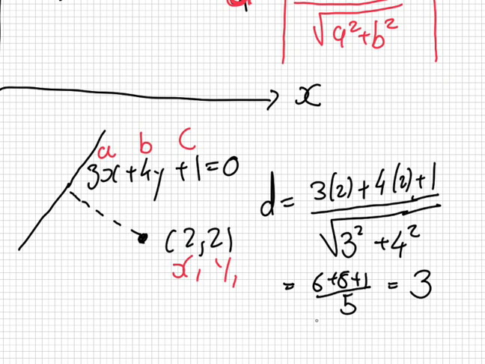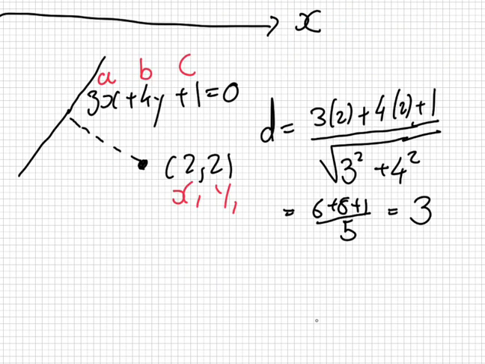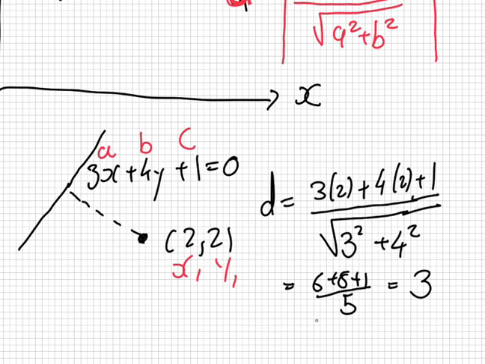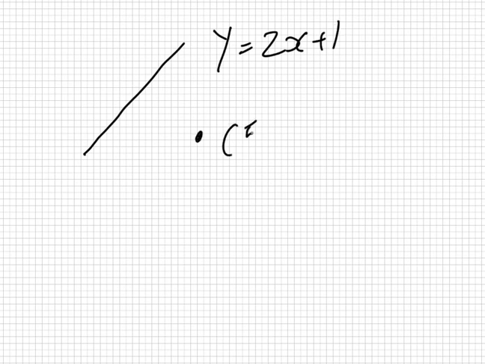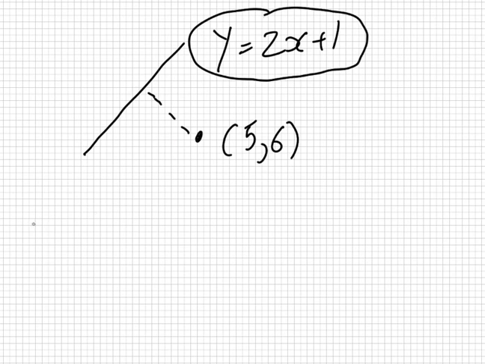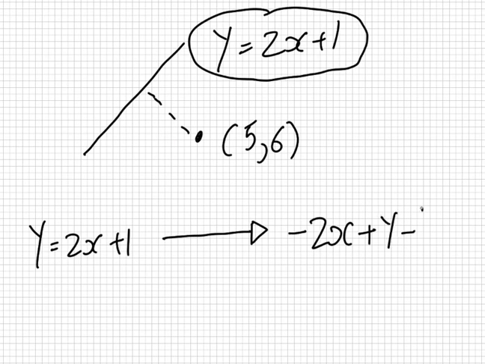Okay, so one last example as a situation to show you. Do you have this? Yes? Okay. This line here, y equals 2x plus 1, and this point here, 5, 6, and I want this distance again. What you need to be careful about is here, you need to rewrite it. So y equals 2x plus 1 you should rewrite as minus 2x plus y minus 1 equals 0. So you can see a equals minus 2, b equals 1, c equals minus 1.